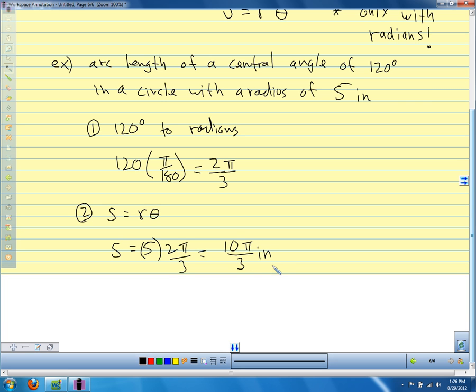If your problem asks you for the exact answer, you would leave this pi in here, 10 pi over 3. If it asks you for the approximate answer rounded to so many decimal points, you plug this into your calculator. So that would be approximately 10.47 inches, if we calculate that out.